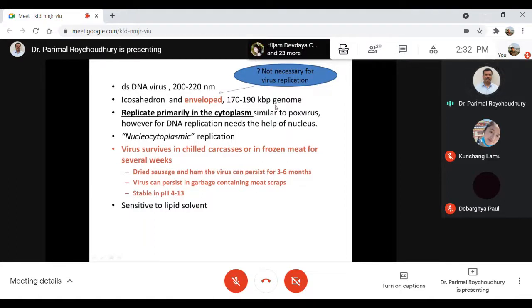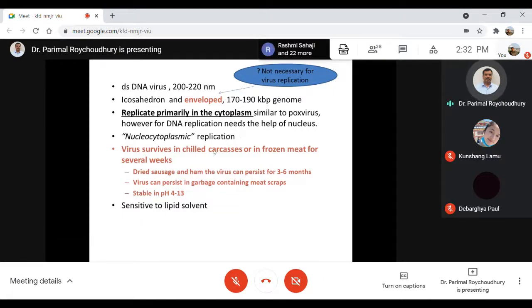And as a result, this virus also carries the majority of its enzymes to initiate virus replication inside the host cell. That is why primarily this virus goes to the cytoplasm. However, it's not exclusive, it's primarily in the cytoplasm. For the DNA replication stage, the virus migrates to the nucleus and utilizes the nuclear environment for its genomic replication. In comparison, when we talked about the poxvirus, poxviruses never use the nuclear environment for their replication. They can grow totally independently in the cytoplasm.